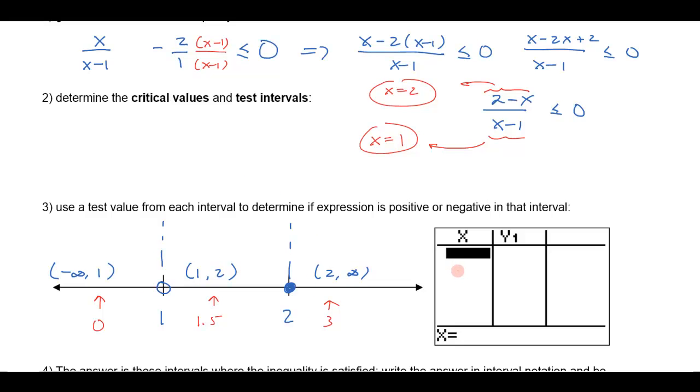So now I'm going to see what happens to my expression up here at 0 and 1.5 and 3. So this is the expression that I want to plug that into because I want to see for what values of x this expression is less than or equal to 0. So notice if I plug in 0, I'm going to get 2 minus 0 is 2. Now 2 is something positive.